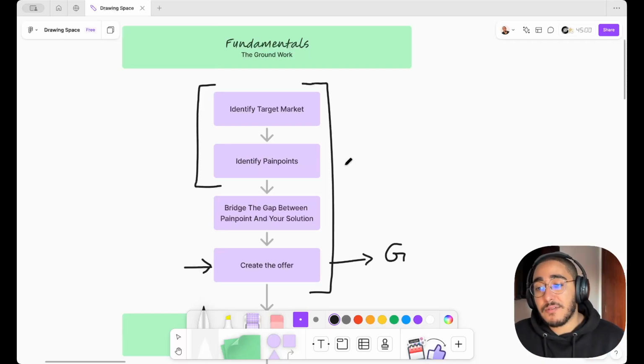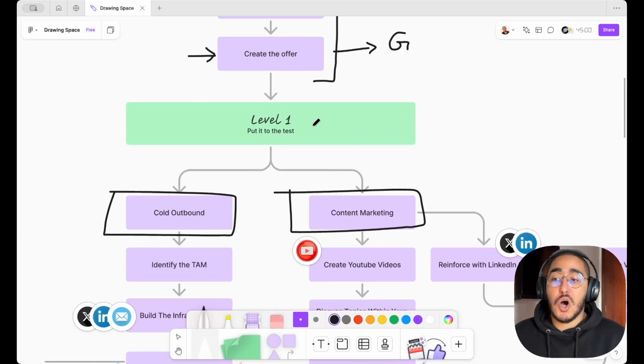So once you have that done, you can start on your level one of the system, which is the cold outbound and the content marketing. Again, with the cold outbound, you can get that quick feedback. And with the content marketing, you'll build authority, share your expertise, and also be present online so that whenever someone from your cold outbound campaigns looks you up, they find something and they can read more about you.